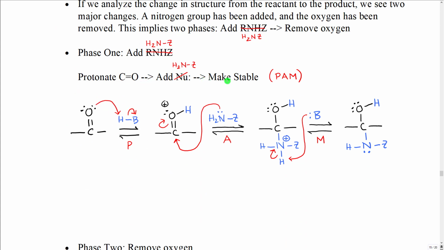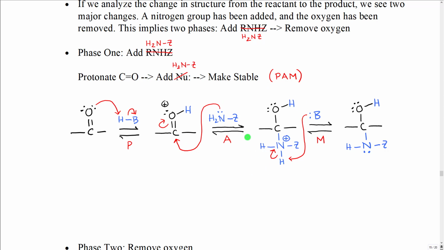Protonate, add, make stable. The only thing that's different between this and acetal is the identity of the nucleophile that we add. So we protonate, we get our protonated carbonyl, very reactive toward nucleophiles. We have our H2NZ, the nitrogen having a lone pair, comes over and makes a bond.